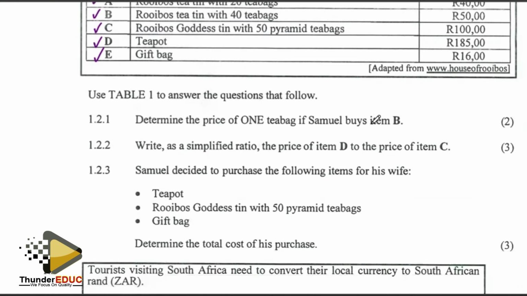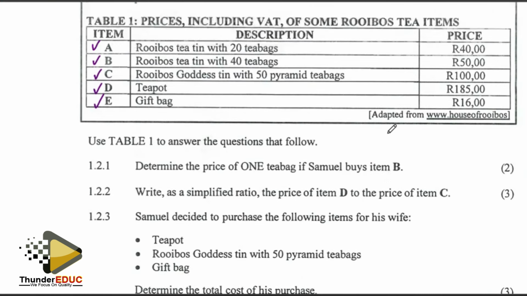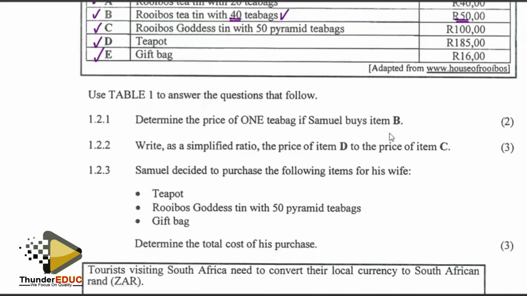Determine the price of one tea bag if Samuel buys item B. So item B, we are looking at the price per tea bag, and they have told you the cost is 50 rand. So we shall take the 50 rand divided by the number of tea bags. 50 divided by 40, you get 1 rand 25 cents.